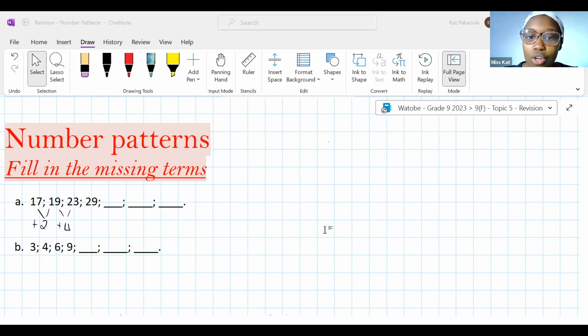Remember, Voltari, we're not looking for the general term, okay? Be careful. Now we're just filling in the next terms. So we want to know, how do you get from the first one to the second one to the third one to the fourth one? We're not looking at how do you get from the position to the value, okay? So we are adding even numbers.